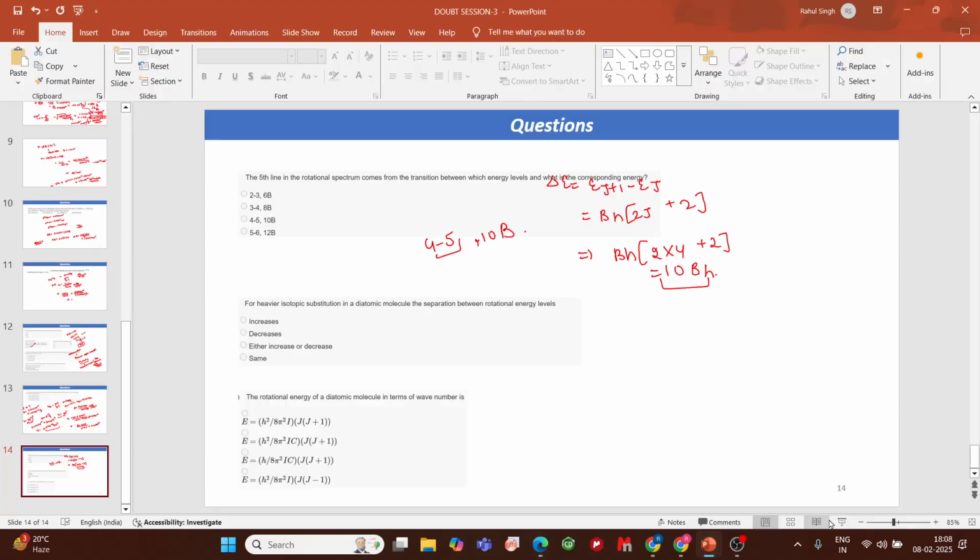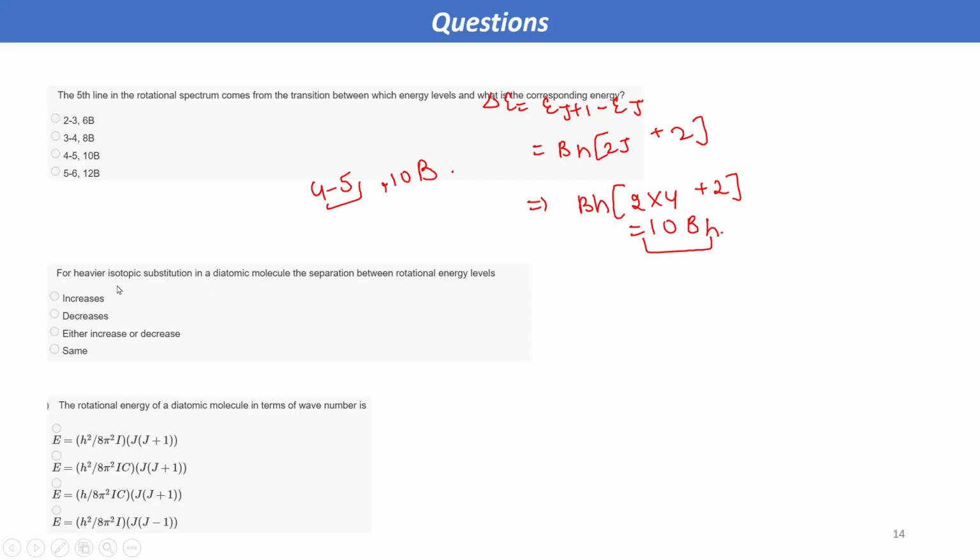Then moving to the second last question. Does a heavier isotopic substitution in a diatomic molecule make the separation between rotational levels increase, decrease, either increase or decrease, or stay the same? So what will be the answer? How will the separation be affected if we substitute the isotope by some heavier isotope, like if we substitute hydrogen with deuterium? What will be the effect on the separation between the rotational energy levels?